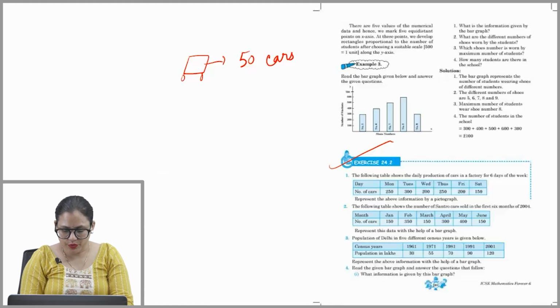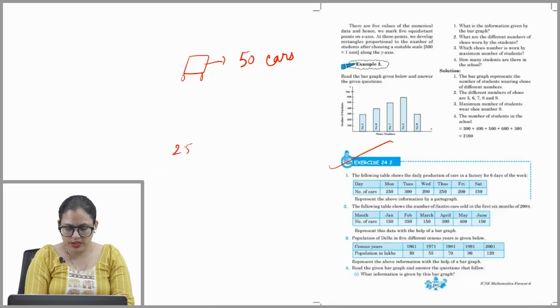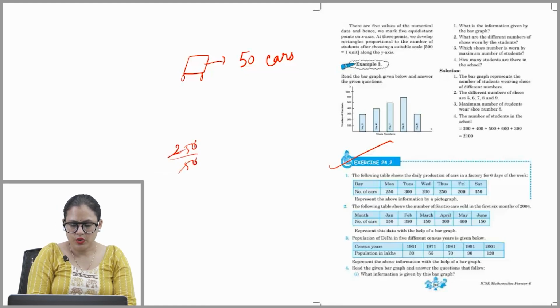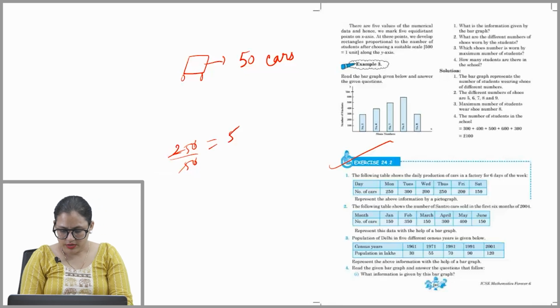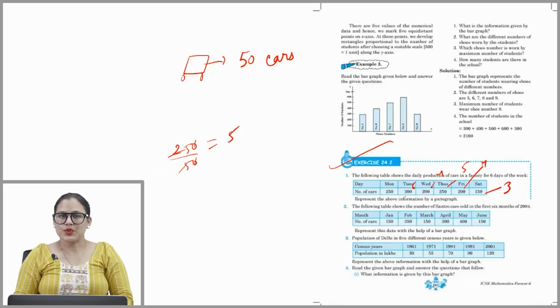That means for 250 you will draw how many? 250 divided by 50, you will draw 5 figures. Here you will draw 6, for 200 you will draw 4, for 250 you will draw 5 figures, and then for 150 you will draw 3 vehicles, right? Okay students, now you will practice the remaining questions.